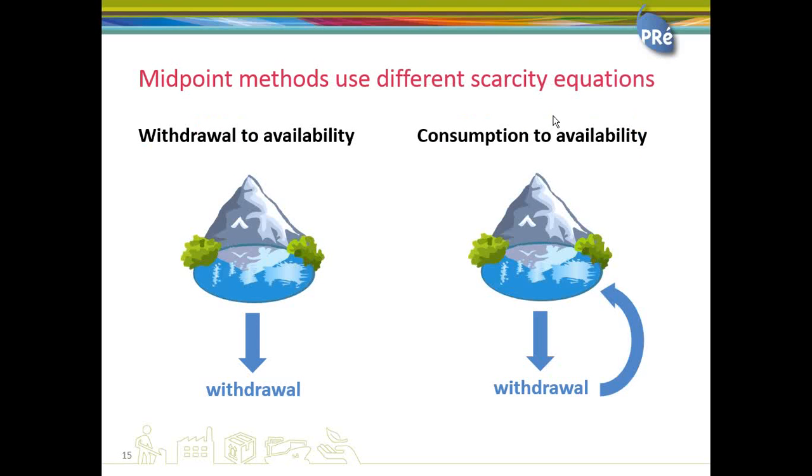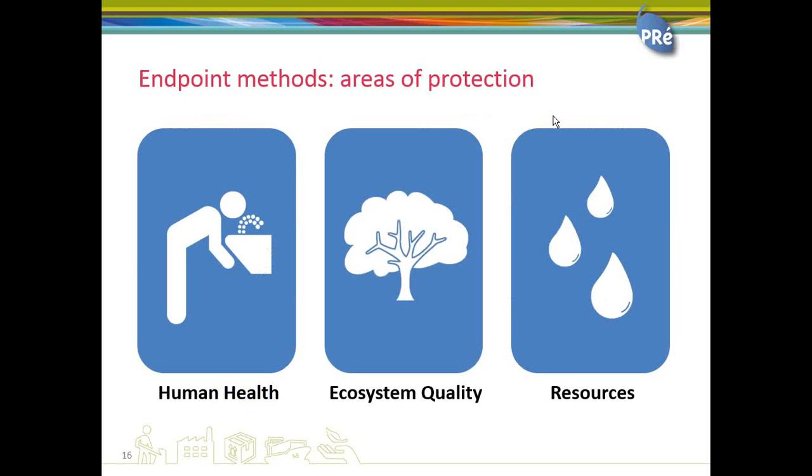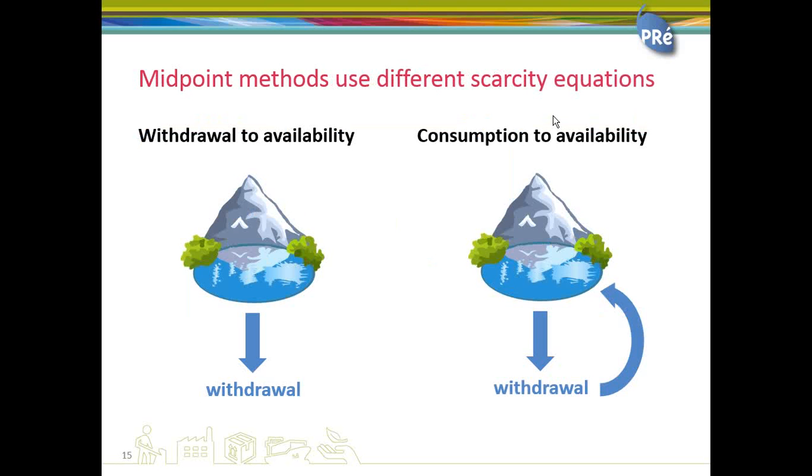Generally, yeah, and then another difference between the methods comes down to the scarcity equation they use. Pfister and ecological scarcity use a withdrawal to availability ratio, so they look at the total amount of water withdrawn. Whereas Boulay and Hoekstra use a consumption to availability ratio, so they just look at what is actually being consumed, let's say incorporated into a product or evaporated, and what is returned is not included. So this is a brief summary of the main differences between the midpoint methods.